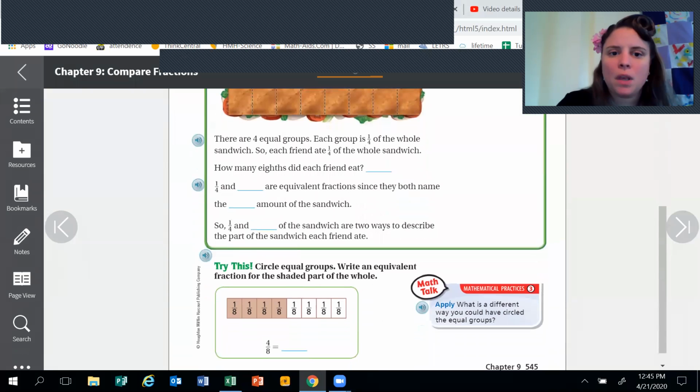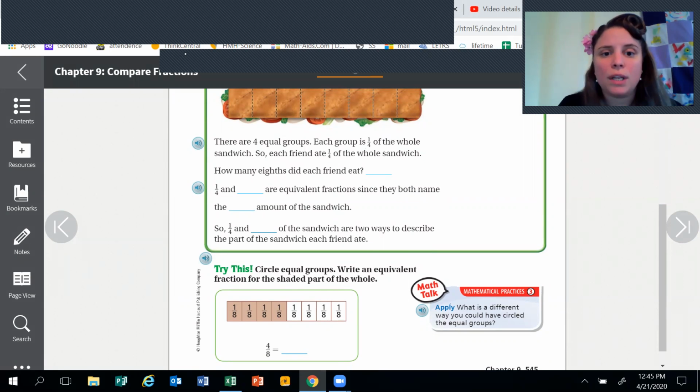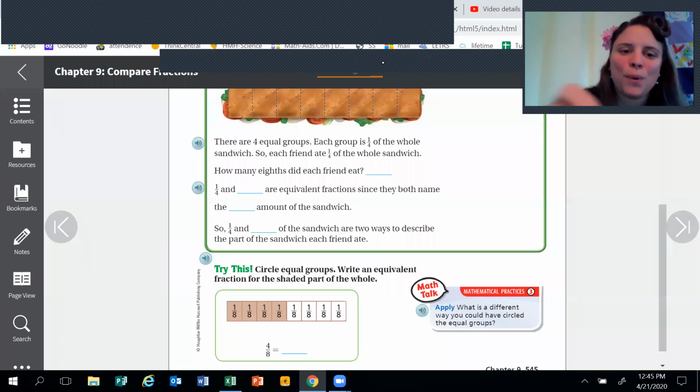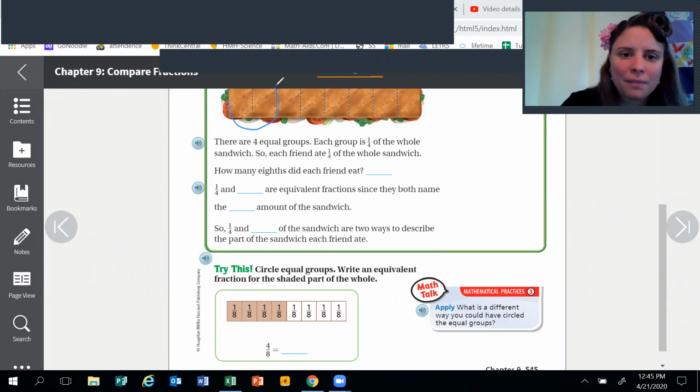Let's see what it says here. There are 4 equal groups. Each group is 1/4 of the whole sandwich. So each friend ate 1/4 of the whole sandwich. How many eighths did each friend eat? We just said this. We got this. How many eighths did they eat? 2 eighths, right?